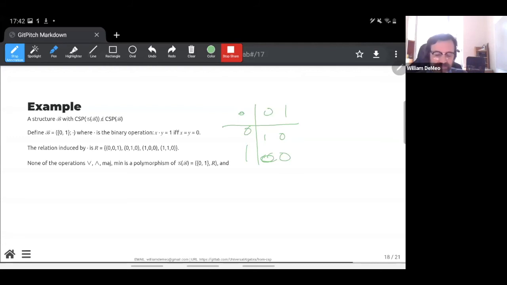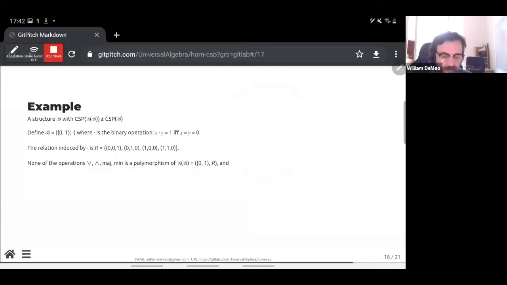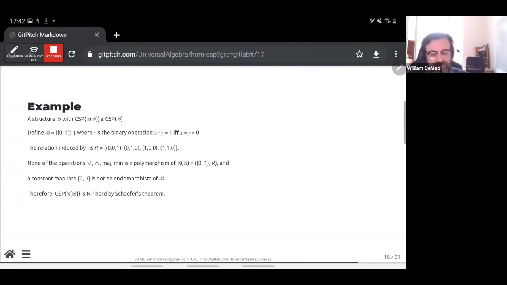Okay, so if you consider the relation induced by this operation, what do you have? You have these triples. You have 0, 0, 1, right? This is the first tuple in the relation. And then 0, 1, 0, right? That's the second. So you construct the relation from this operation, and you get this. And it's clear that none of these operations, the join, meet, majority, or minority, is a polymorphism of this relational structure, right? And of course, the constant map into 0, 1 is also not an endomorphism of B. So the CSP of the graph of B is NP hard, right?